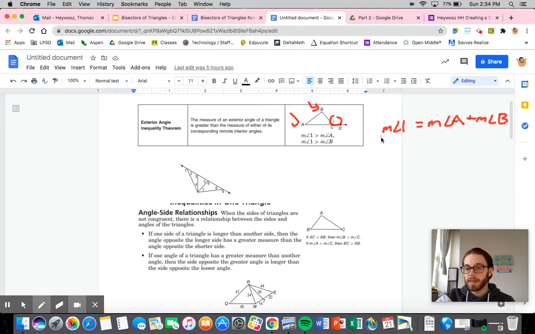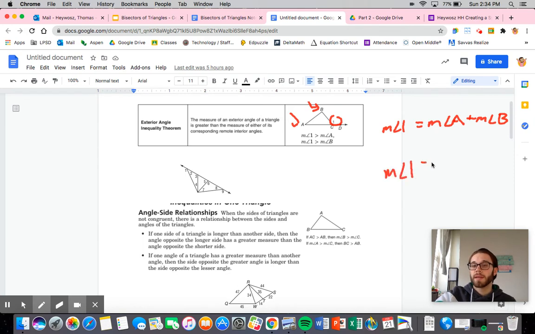So it then stands to reason that if the measure of angle 1 is equal to the measure of angle A plus the measure of angle B, we know it's an angle, so both these must be positive. It's very obvious then that the measure of angle 1 is bigger than the measure of angle A, and that the measure of angle 1 is bigger than the measure of angle B, right? That just follows from the definition of what it means to be an inequality.